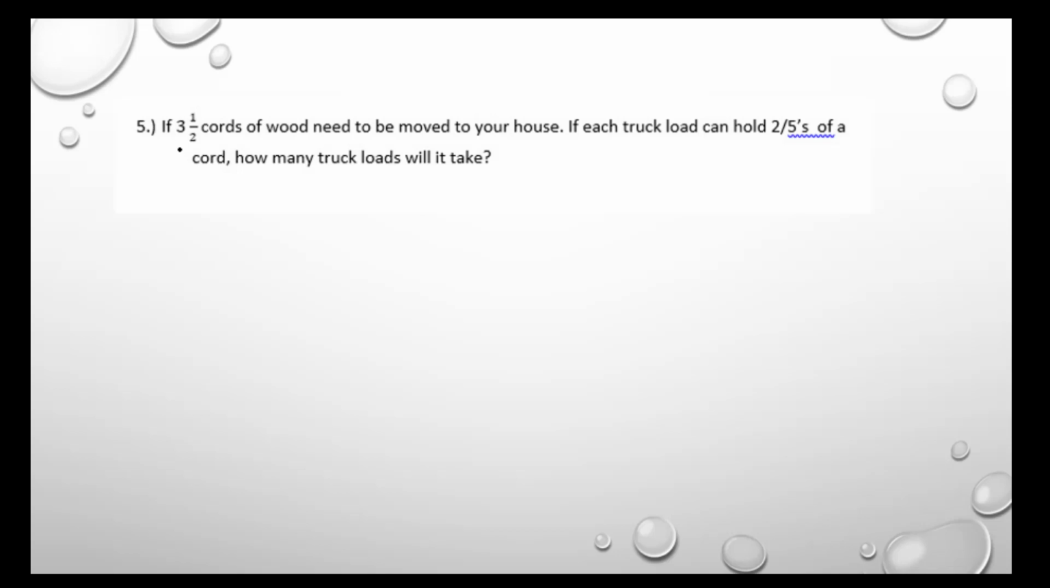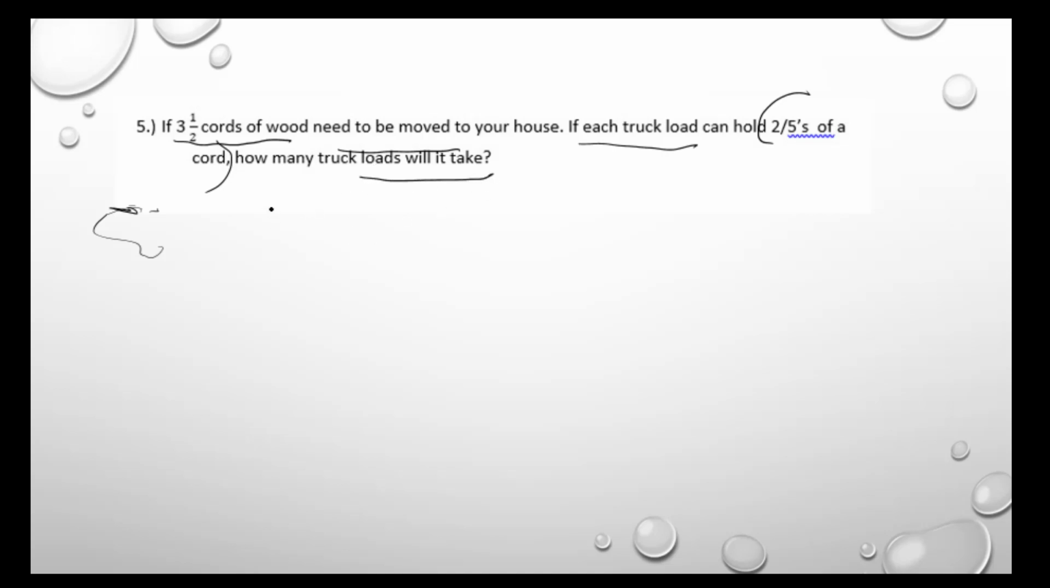Okay, so here's one. You have 3.5 cords of wood, right? Wood stacked up, whole bunch of it. And you need to move it to your house. Each truckload holds 2/5 of a cord. How many truckloads will it take?